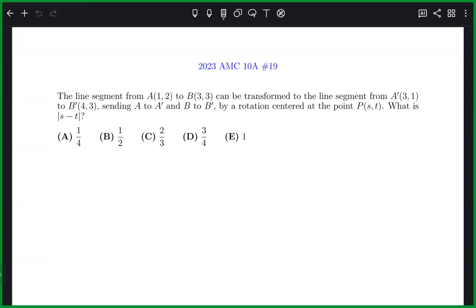The line segment from A(1, 2) to B(3, 3) can be transformed to the line segment from A'(3, 1) to B'(4, 3), sending A to A' and B to B' by rotation centered at the point P(S, T). What is the absolute value of S minus T?